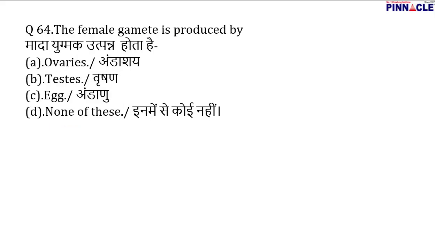So question number 64 asks us that the female gamete is produced by what? I have already told you that the female gametes are called egg or ovum, and they are generally produced by ovaries. Ovaries contain female gametes, which are sometimes called egg or oocyte. So for question number 64, A is the correct option.